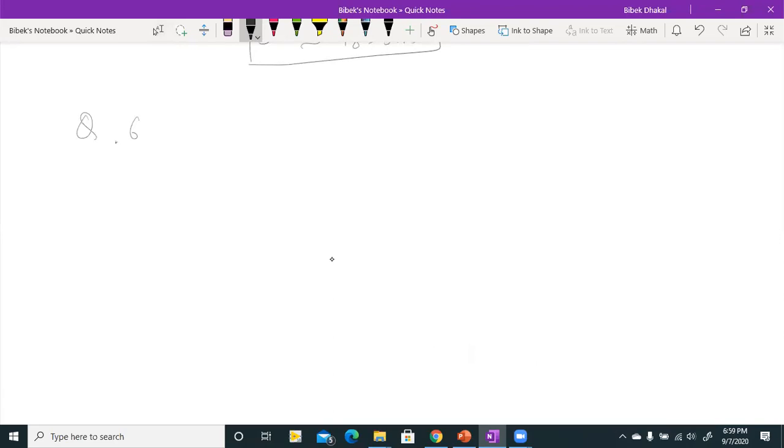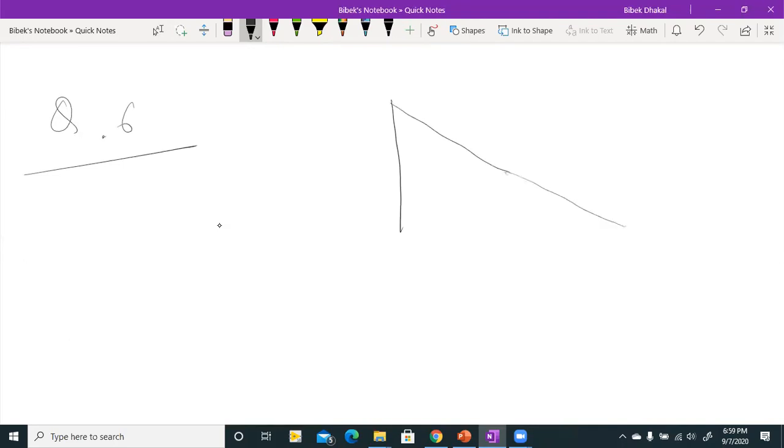Problem number 6. Okay, so imagine this as your inclined plane for the problem, and let this angle be theta. That's 65 degrees for this case. And the car is starting from here and it goes to there, and somewhere in the middle.